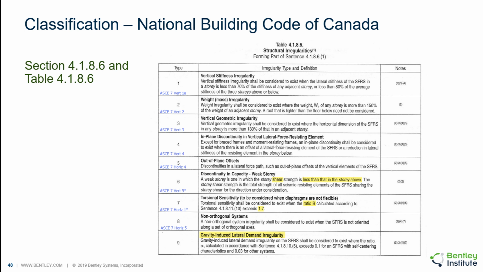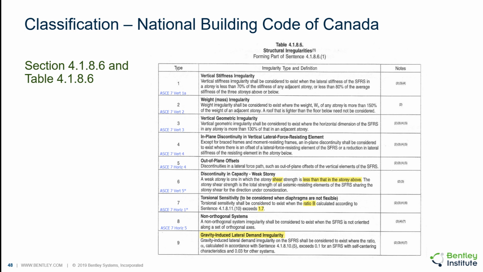Type 6 is analogous to ASCE 7 vertical type 5, but it differs in that it explicitly identifies the shear strength as the strength to consider in the classification, and it classifies a story as a weak story if its strength is less than that of the story above, whereas ASCE 7 allows the strength to be 80% of that of the story above. Type 7 is analogous to ASCE 7 horizontal type 1, except that the drifts are determined considering a 10% eccentricity rather than a 5% eccentricity, and the limit on the ratio of maximum drift to average drift is 1.7 instead of 1.2.